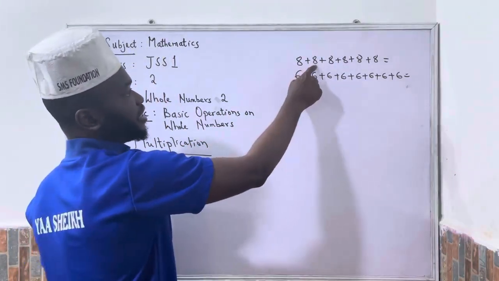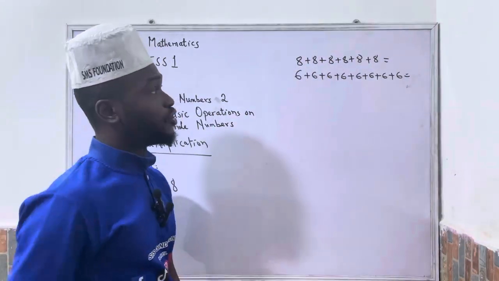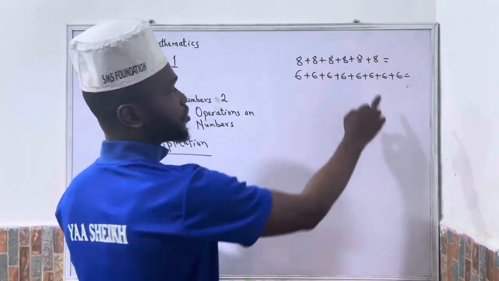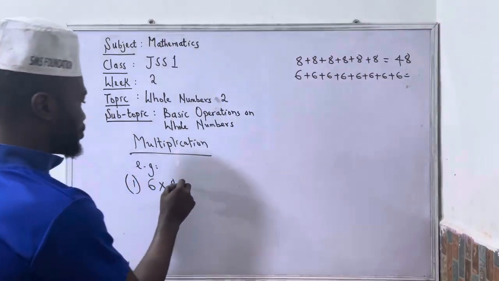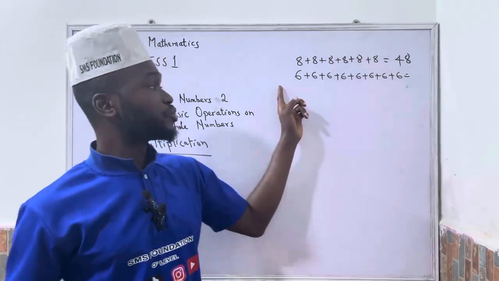So let's add 8 plus 8, that's 16. 16 plus 8, 24. 24 plus 8, 32. 32 plus 8, 40. 40 plus 8, 48. So the result here is 48. You might be doubting this, so let's check that this will also give you 48.